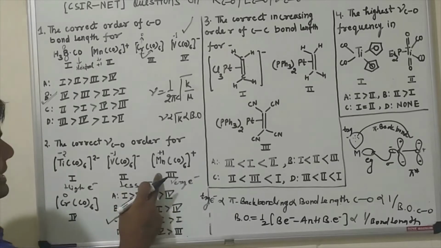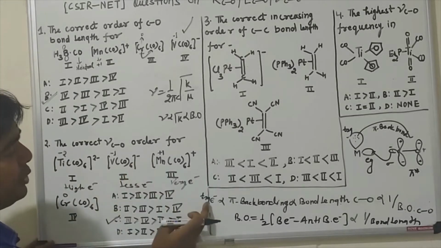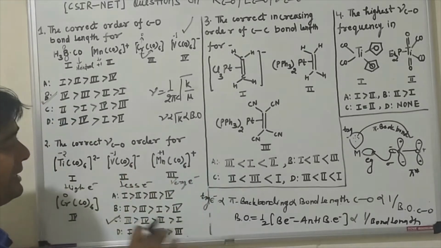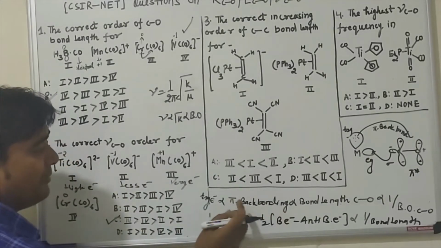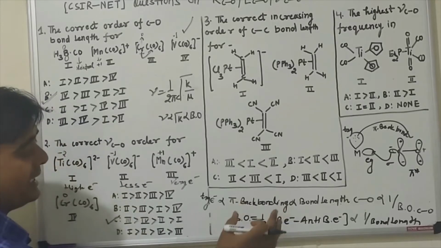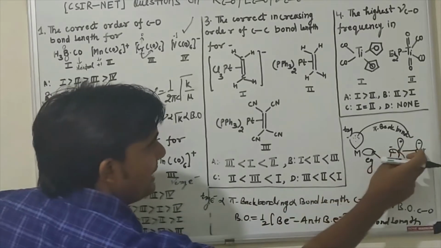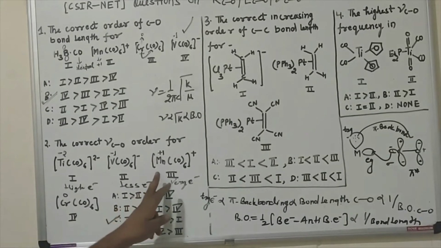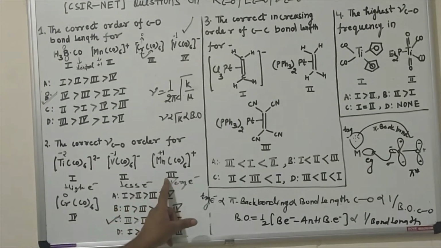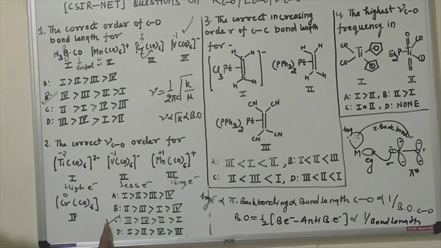In this case it is positive, so t2g electron density is very poor. There is not much electron density to donate for pi back bonding. So if there is no pi back bonding, then the bond order between carbon and oxygen will be high. So in the third case the bond order will be high, then the frequency will be high. So our answer is third.